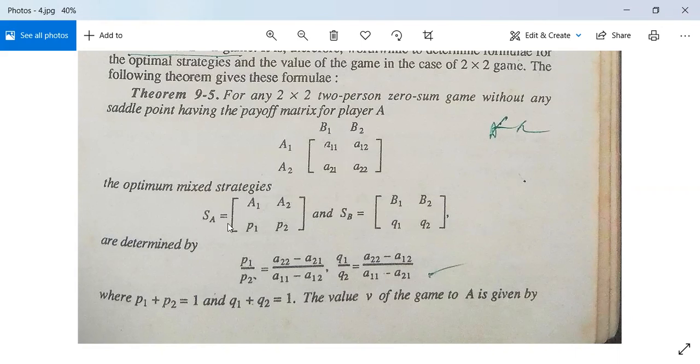These are determined by P1 by P2 is equal to A22 minus A21 by A11 minus A12, and Q1 by Q2 is equal to A22 minus A12 by A11 minus A21, where P1 plus P2 equal to 1 and Q1 plus Q2 equal to 1.